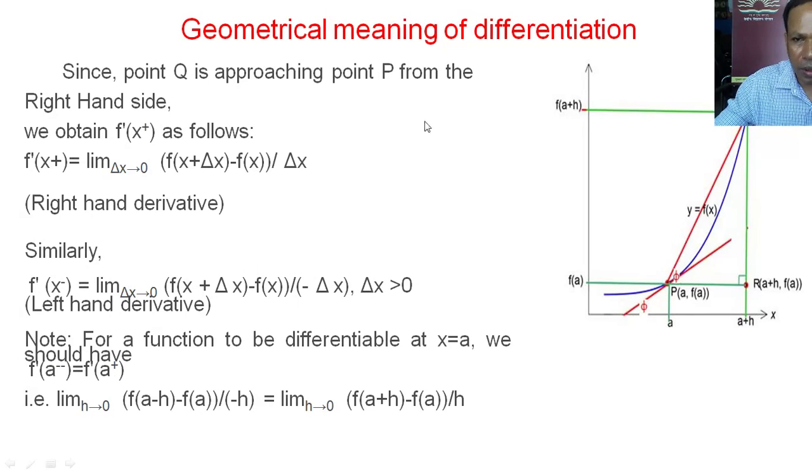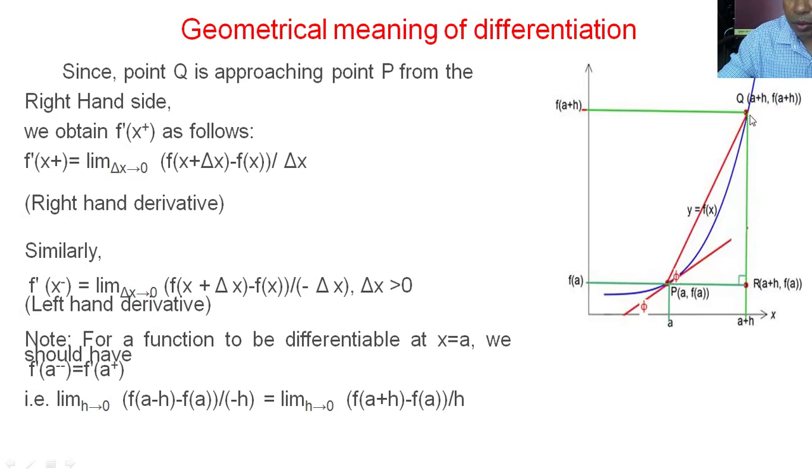Now proceeding further, since point Q is approaching point P, this point Q may approach point P either from the right or from the left. If it is approaching from the right, we call it a right hand derivative, and if it is approaching point P from the left, it is the left hand derivative. And we say the derivative of a function exists, that means a function is said to be differentiable at a given point P if the right hand derivative is the same as the left hand derivative.